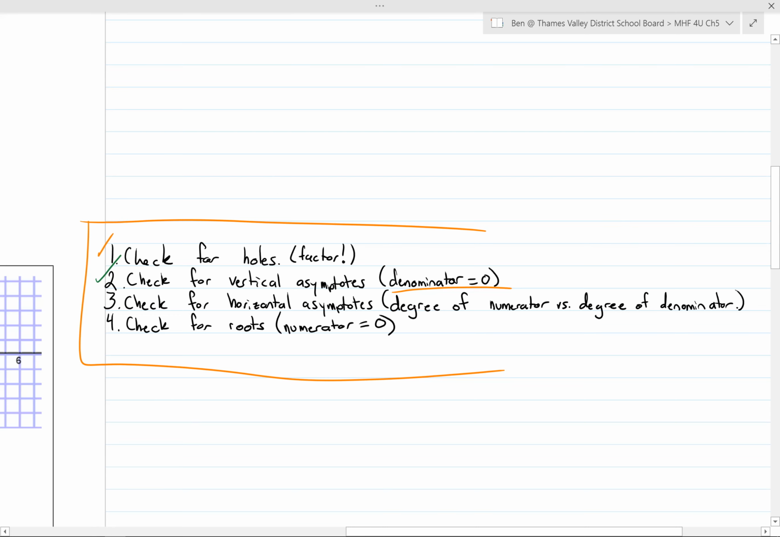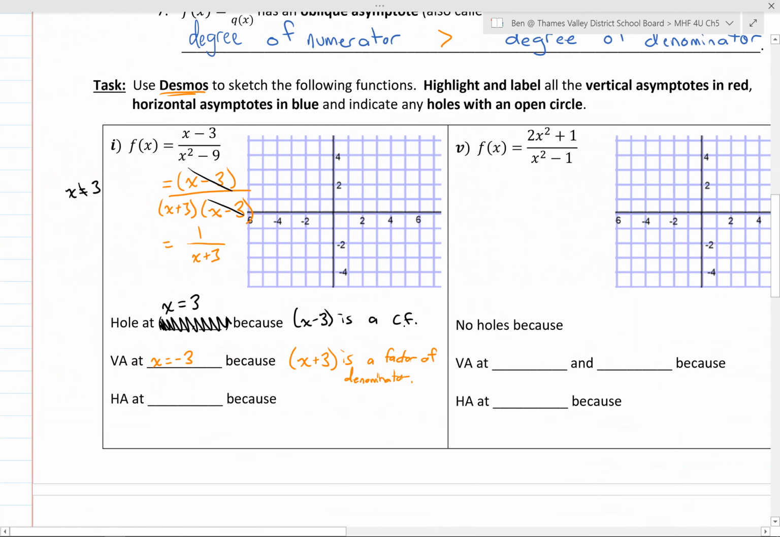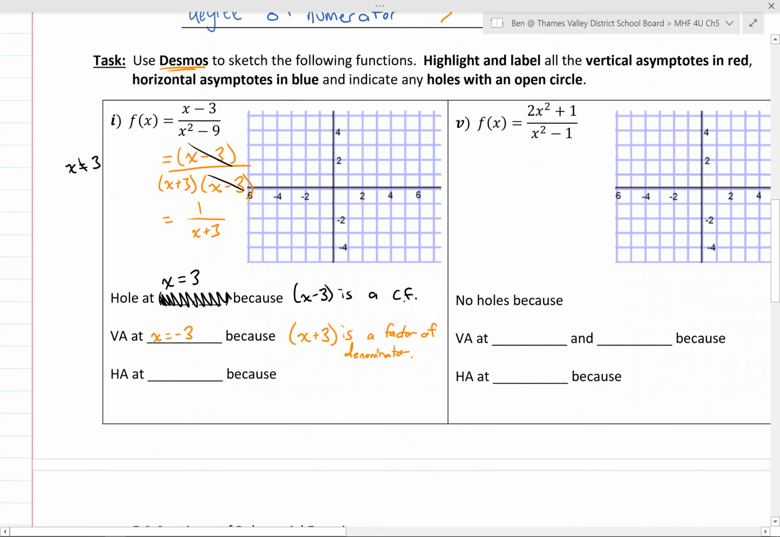Next, we want to check for horizontal asymptotes. Okay, so here we're comparing, again, the degree of the numerator versus the degree of the denominator. So let's take a look back at our problem here. The degree of my numerator, well, that's 0. The degree of my denominator, that's 1. And then we can go up to our rules right here. The degree of my numerator is less than the degree of my denominator. That means I have a horizontal asymptote at y equals 0, because the degree of my numerator is less than the degree of my denominator.